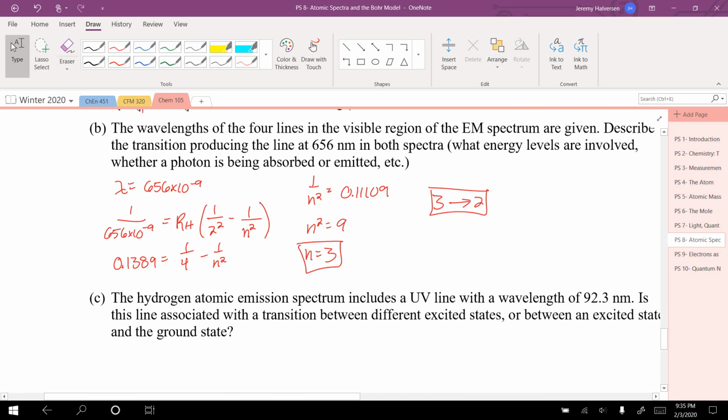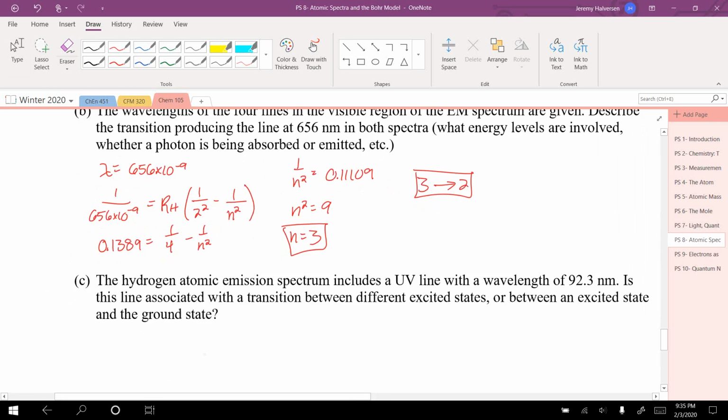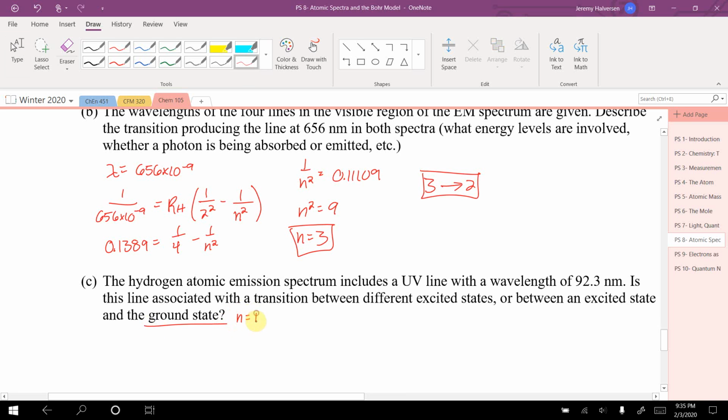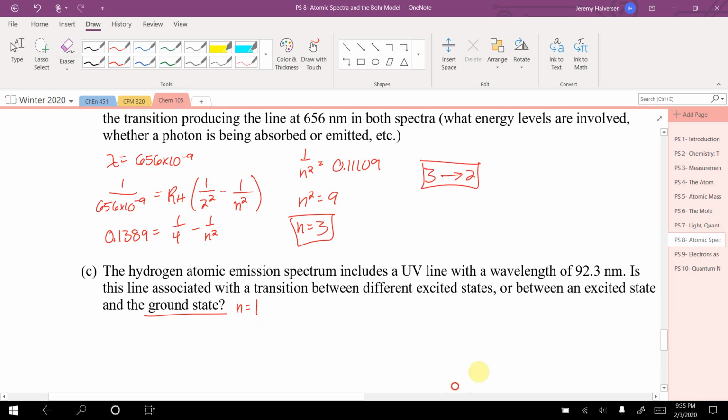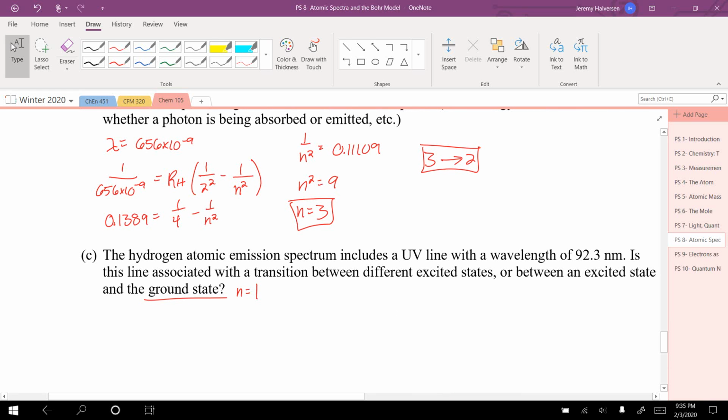All right, the hydrogen atomic emission spectrum includes a UV line with a wavelength of 92.3. Is that line associated with the transition between different excited states, or between an excited state and the ground state? Well, what is ground state? Ground state is n equals 1 for hydrogen. And so in order to see if it's between two excited states or between a ground state and an excited state, I could just say, let's pretend it's the ground state. And then I would have my wavelength, and I would have one of my n's. When I calculate the other n, if I get a nice clean number, then I know that it was actually the ground state. If I get something funky that's not an integer, then I know, okay, so n1 is not real. It must be between excited states.